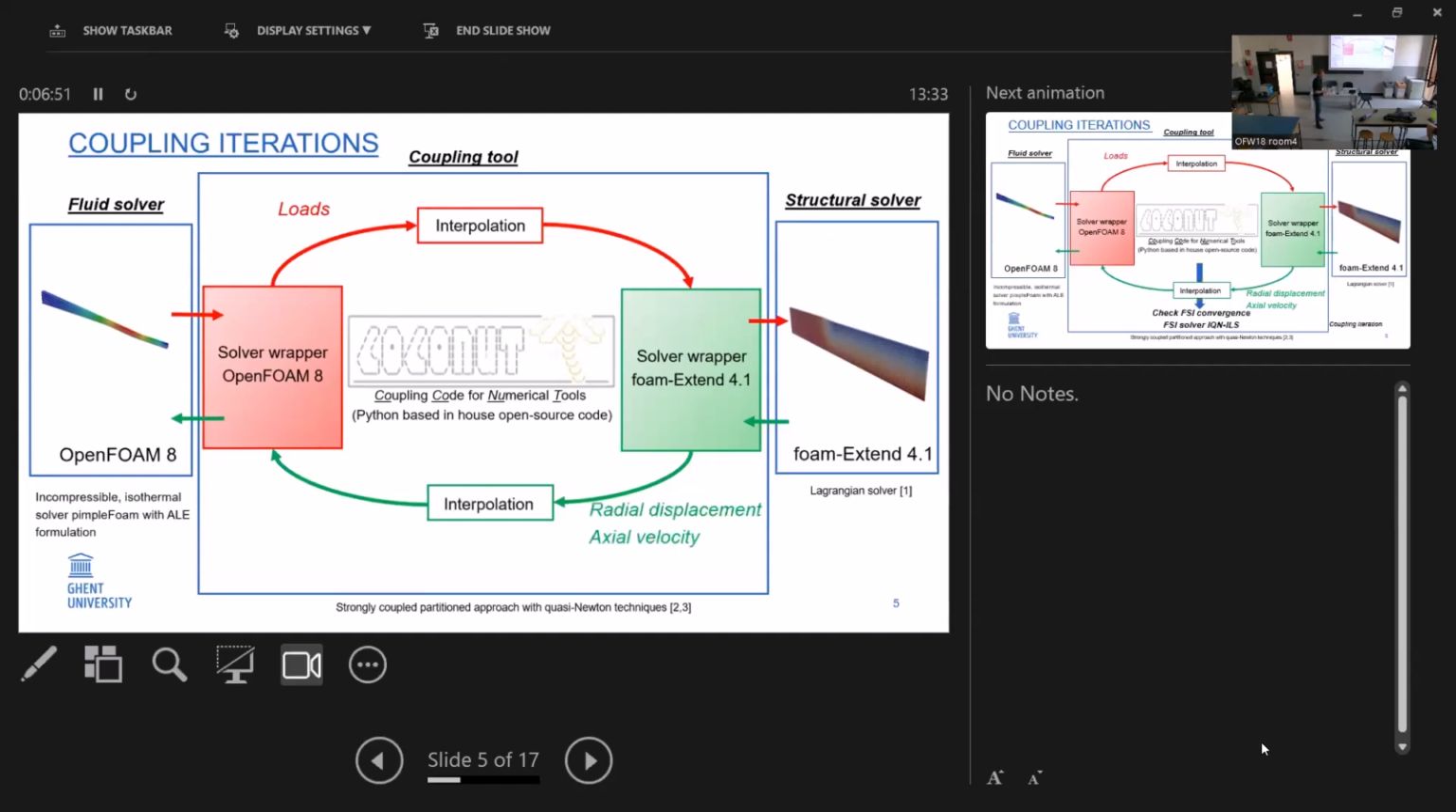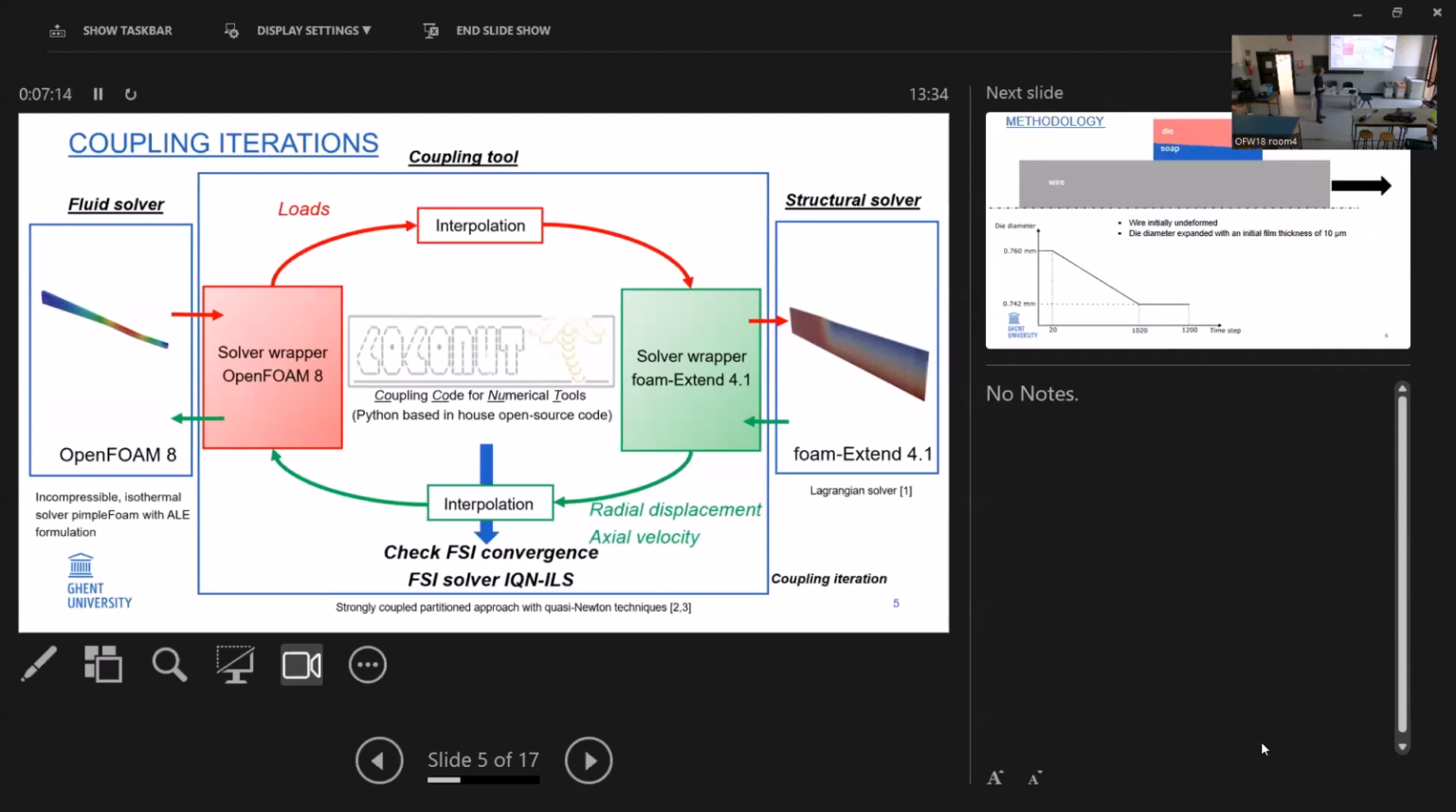So what does the structure do? It calculates displacements and velocity. However, we just need the radial displacement and axial velocity to be imposed on the fluid. Due to the fact that we have the sliding FSI case, there is again an interpolation.